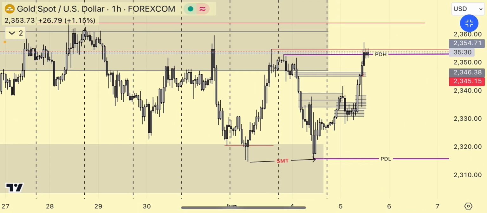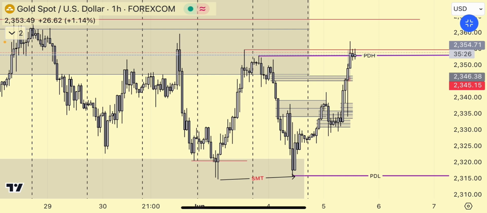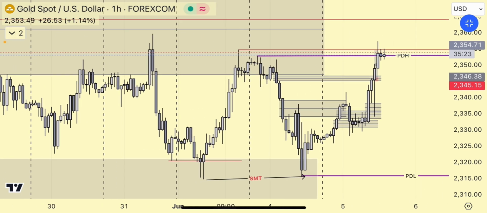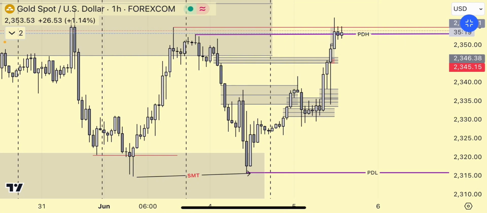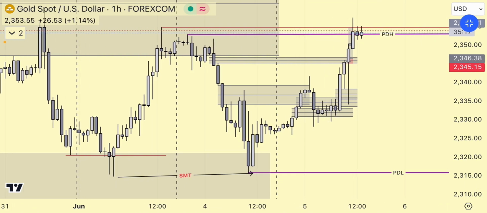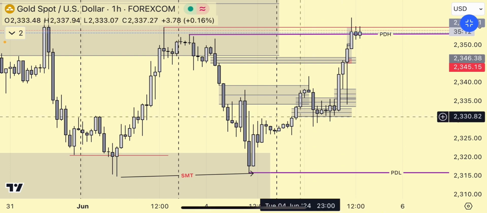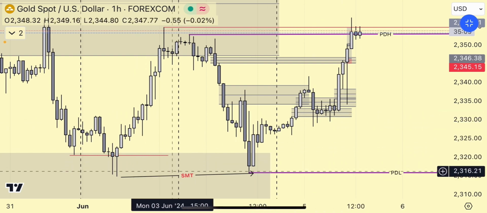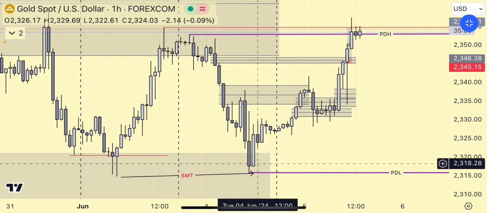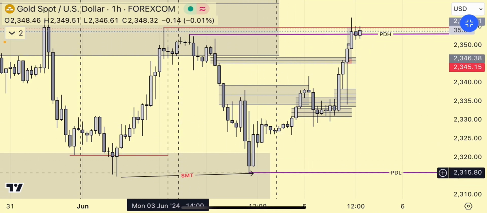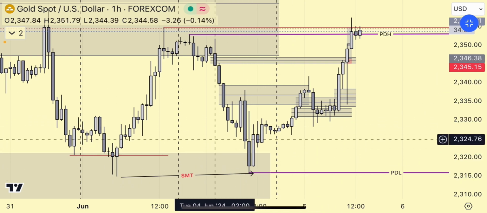So guys, welcome to my trading screen. This is basically a breakdown on gold today, June 5th, and we are going to talk about the price action that happened today, right? What I normally do is mark the previous day's high and previous day's low and try to see what PD array falls below or above these levels, right?